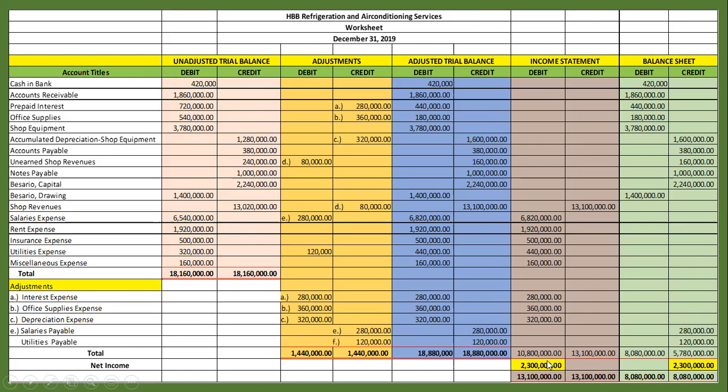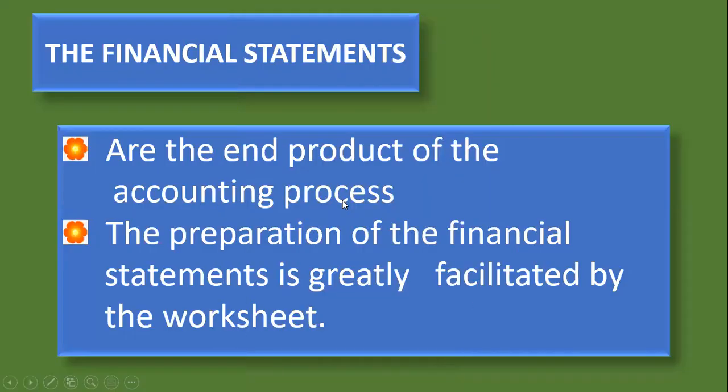Okay? So after placing the difference, get the total. It has to be the same amount. So for the income statement, it's 13,100,000 both, and then for the balance sheet, it has to be 8,080,000. Then double rule. So this is how you prepare the worksheet. After this, we'll now be preparing the financial statements.